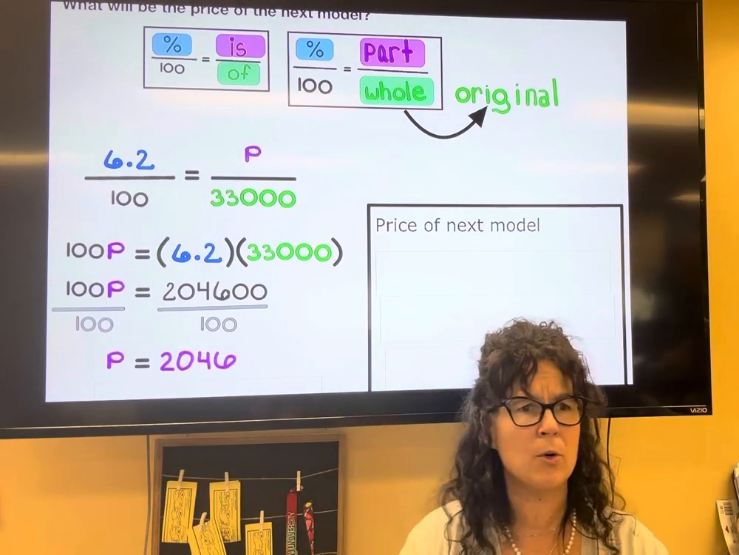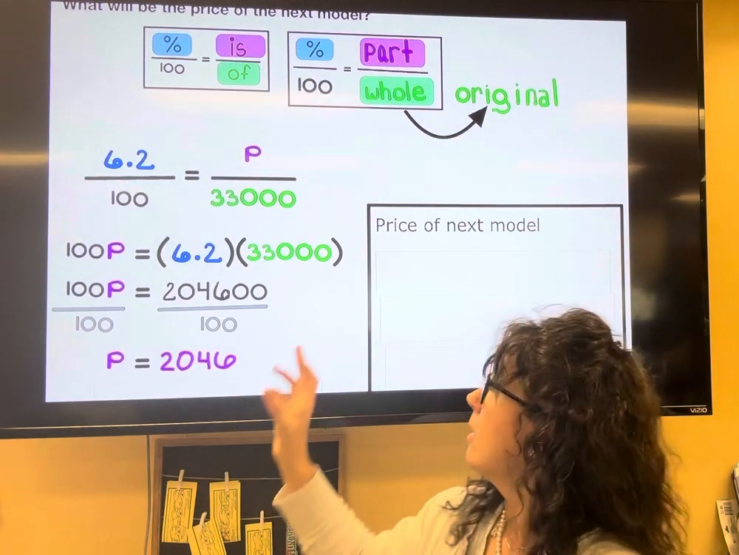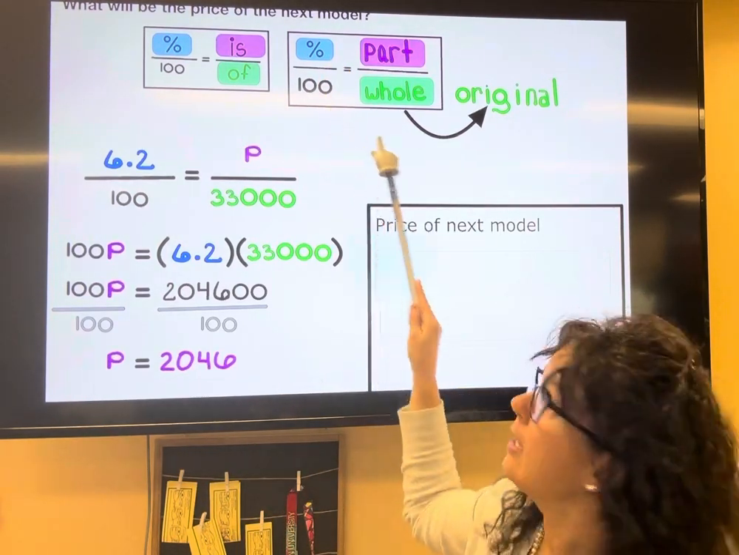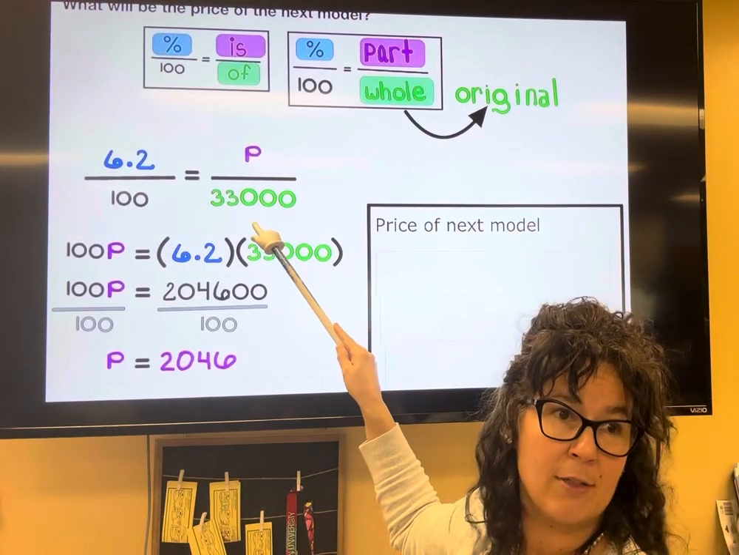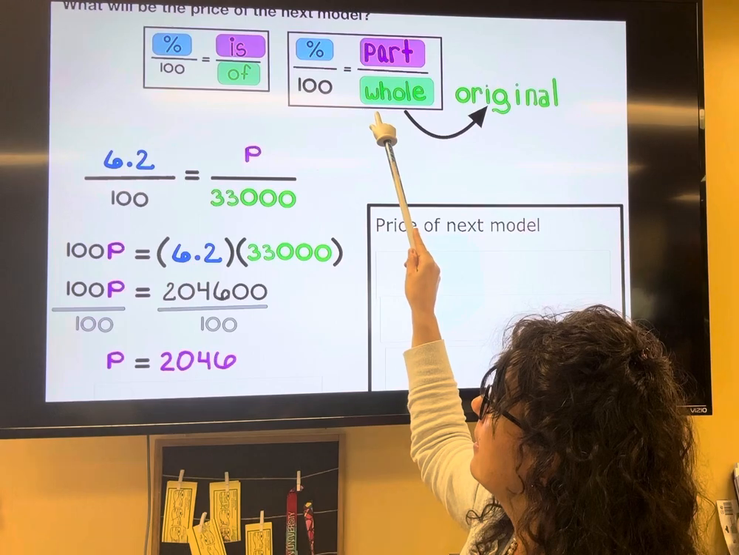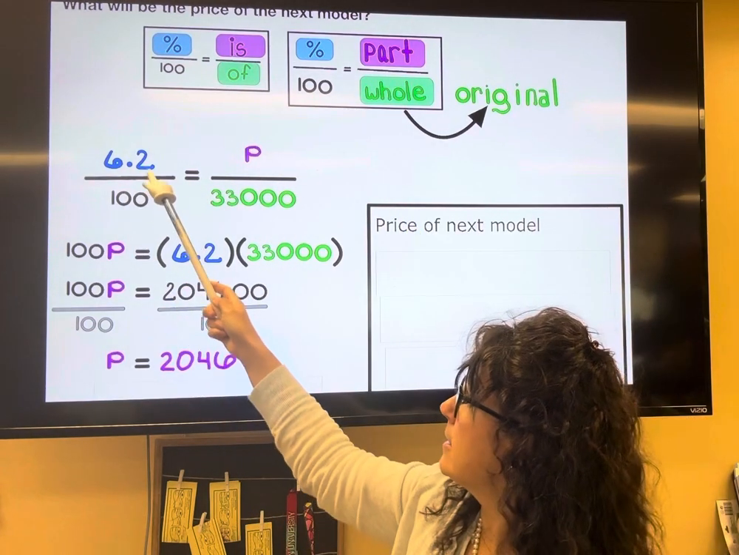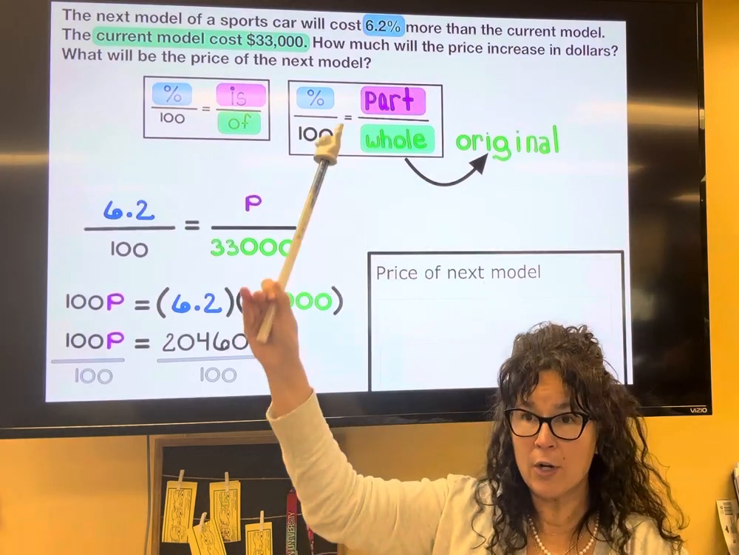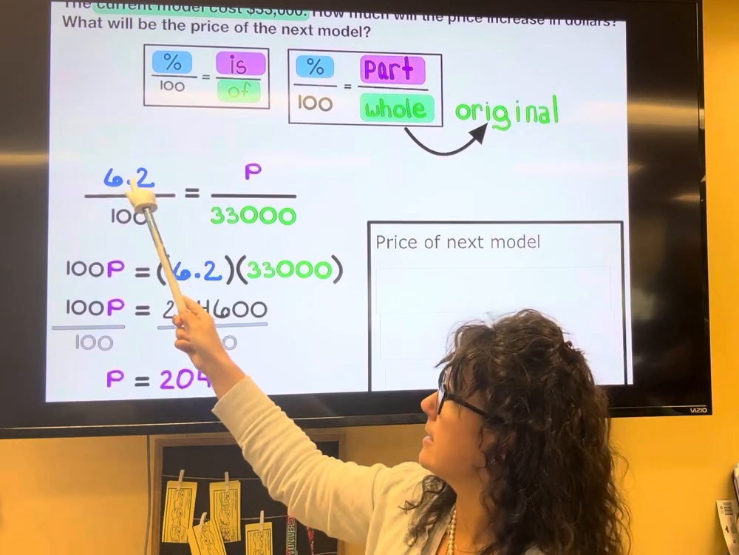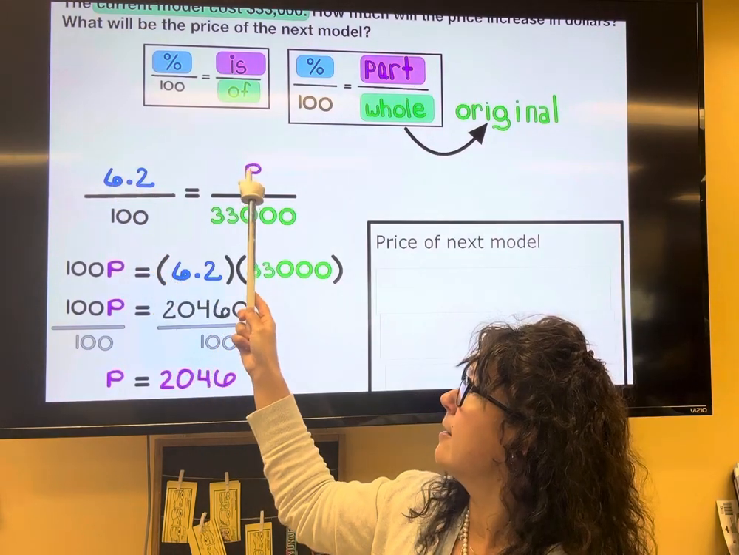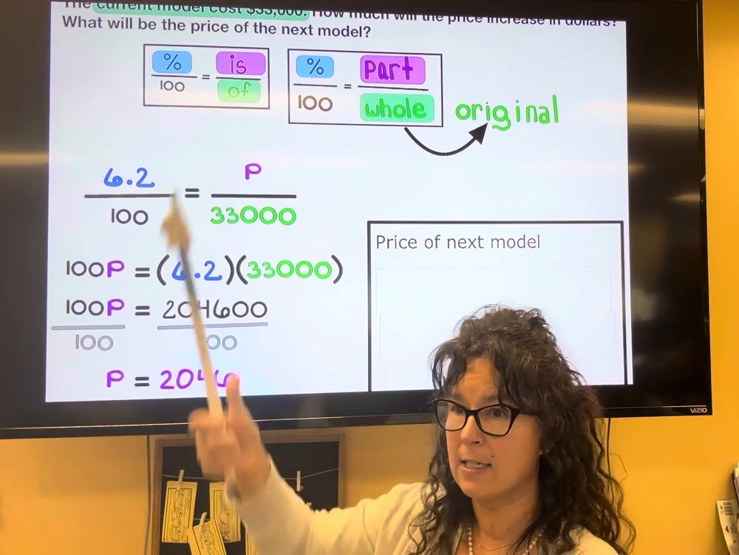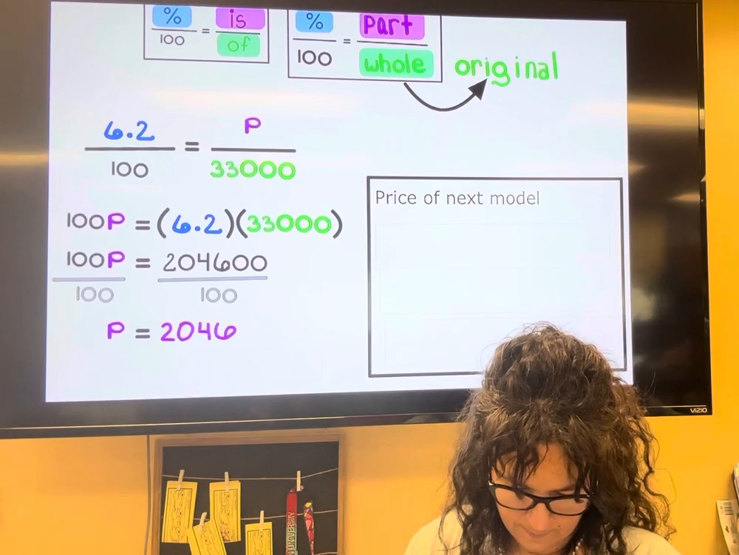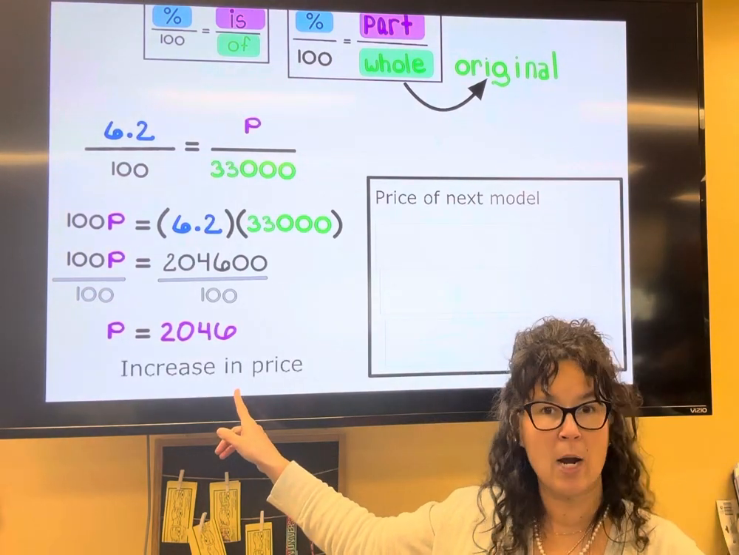So what does that number represent? This first fraction right here is about percentages, and this fraction, because we put in 33,000, that's about money. Now going across, this is 6.2% that the car increased. So if this is 6.2% increase, this represents the money that it increased. So what we found here is the increase in price.